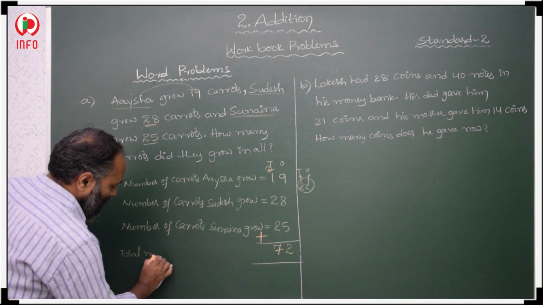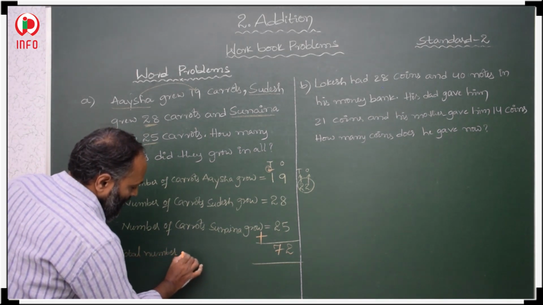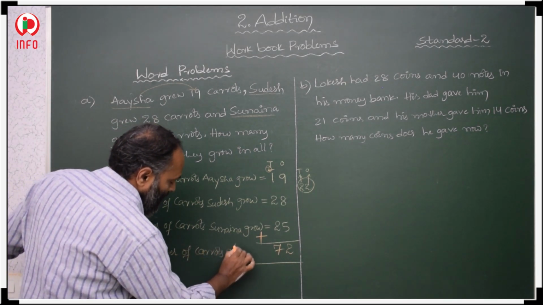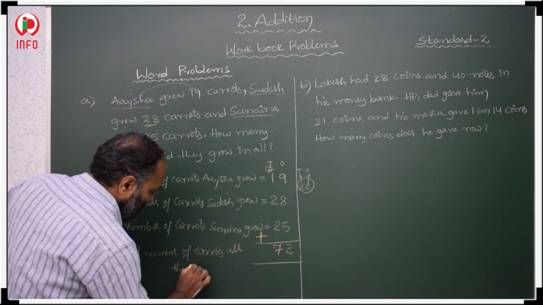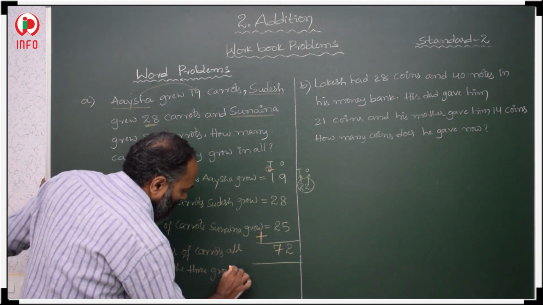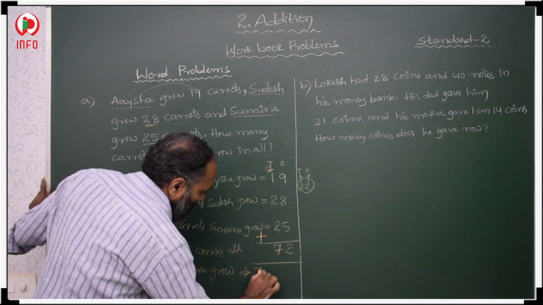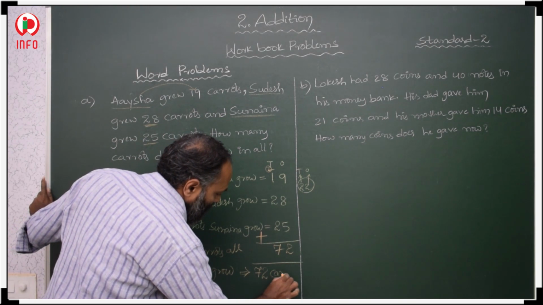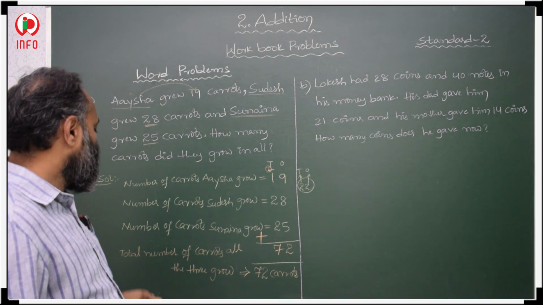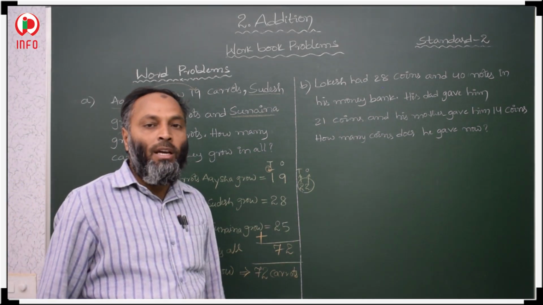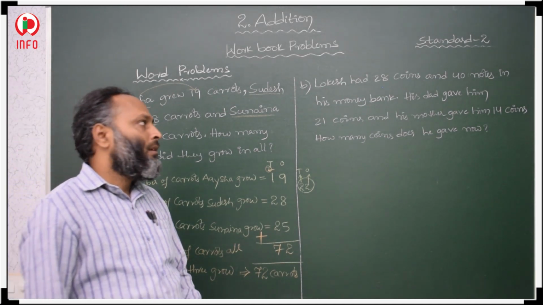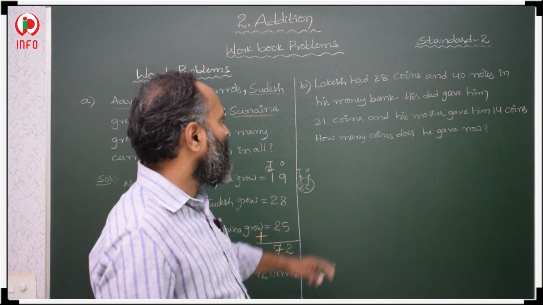Step: Total number of carrots all the 3 grow is 72 carrots. So all the 3 members grow 72 carrots in all. Next question here.